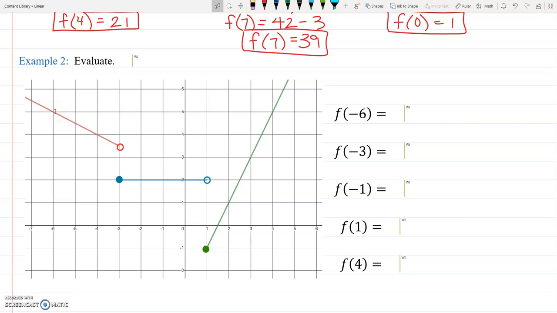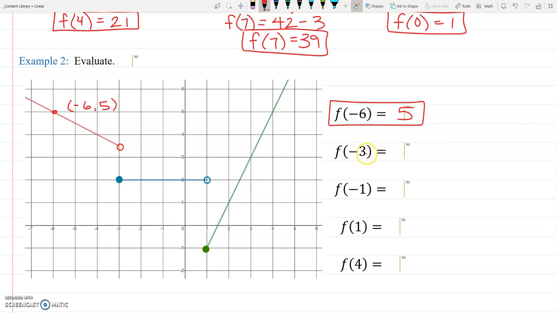Okay, so I'll mark that. It's right up here at 5. So this point is negative 6, comma 5. That's one of the points on our function. So the answer to this, when x is negative 6, or f of negative 6, equals positive 5. No math needed. We're just looking at the graph and making sure you understand how it works.